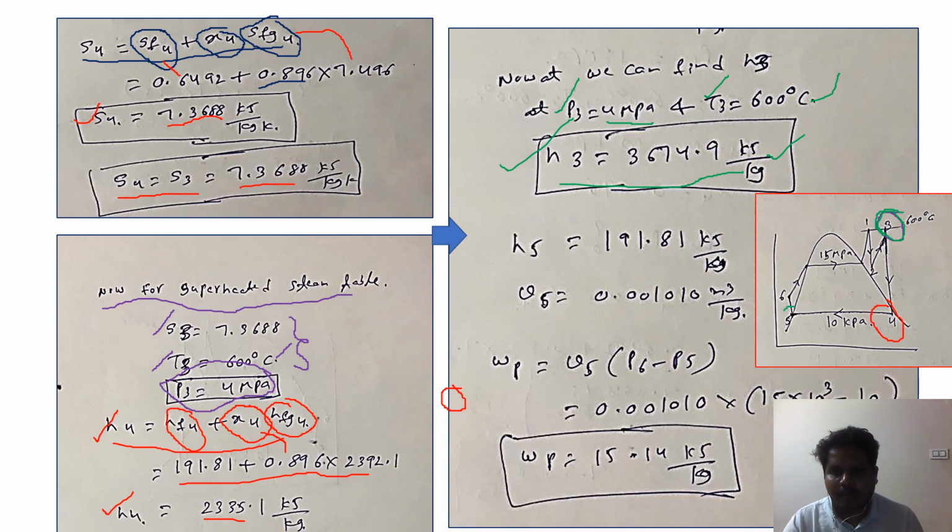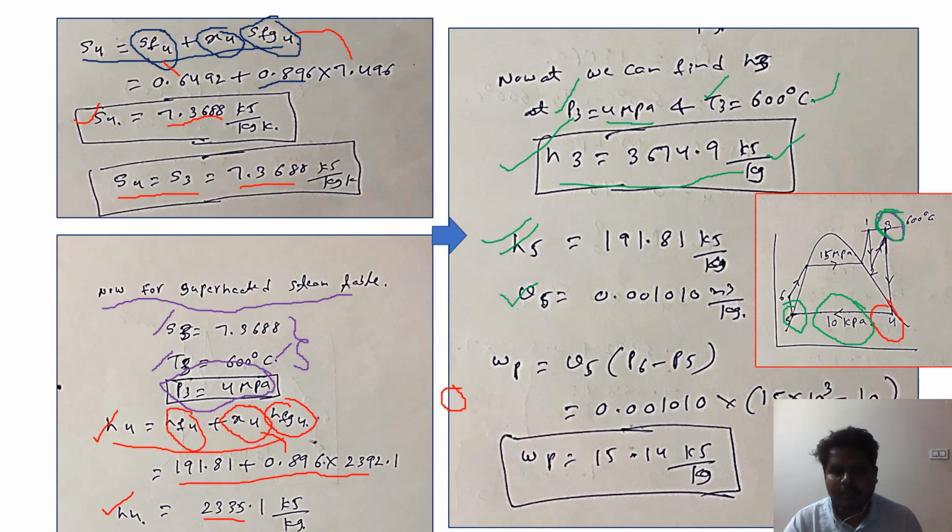Now coming to point 5 in the TS diagram, it is on the saturated liquid line. So here we have to refer to the saturated steam table at 10 kilopascal. Here the pressure is 10 kilopascal. At 10 kilopascal pressure, H5 equals 191.81 kilojoule per kg.